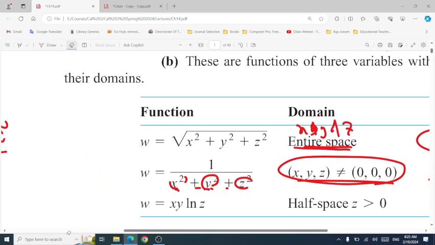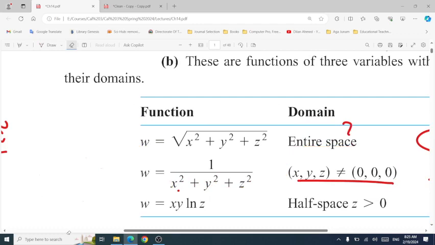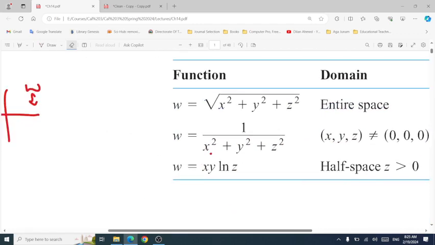Shall I leave the third one? Can you explain? Yeah? No. So shall I leave it or not? Leave it because it's hard?